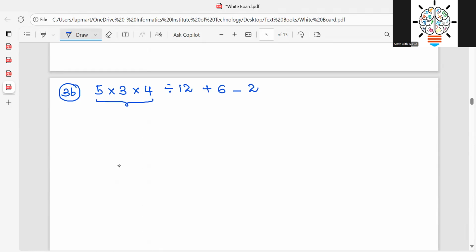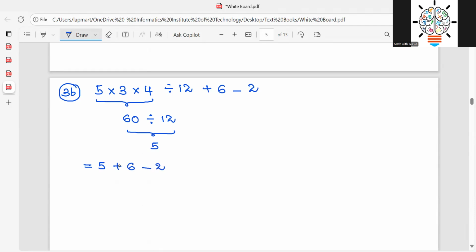So 5 times 3, what is the answer? It is 15. 15 times 4, it is 60. Now, you can do that. 60 you divide by 12. So that is possible. So then 60 when you divide by 12, it gives me the answer 5. I rewrite my question: 5 plus 6 minus 2.